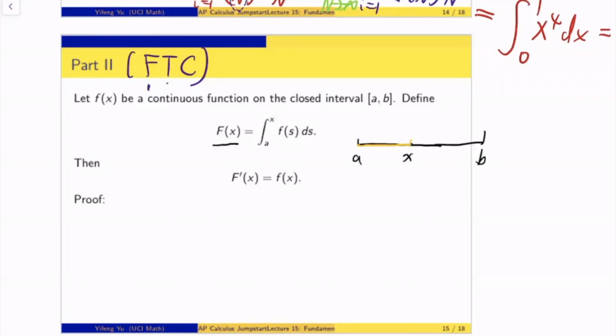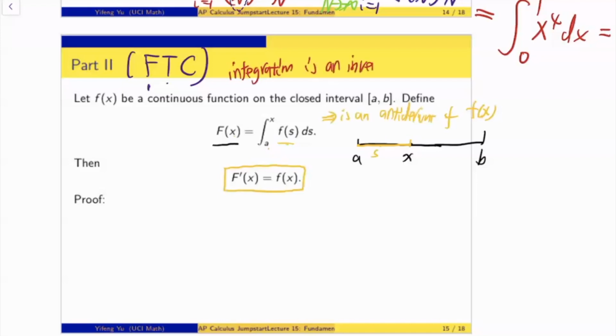from a to x. That's the integration from a to x of the function f(s), right? Then, of course, this becomes a function of x. Now the claim is, if you take the derivative of F(x), you just get little f(x). So in other words, this implies F is an antiderivative of f(x). Again, this is a further demonstration that integration is an inverse operation of differentiation.